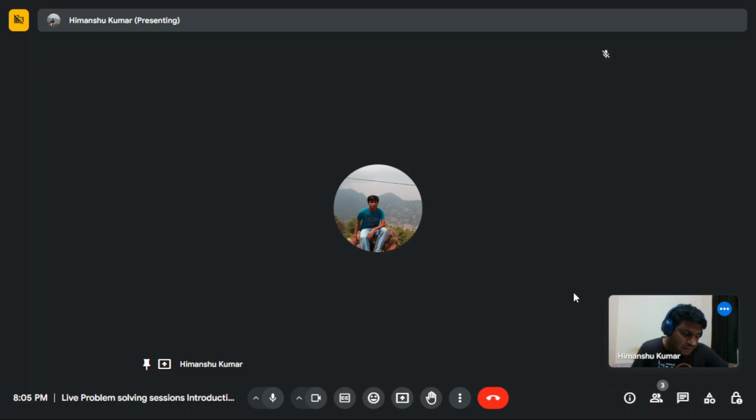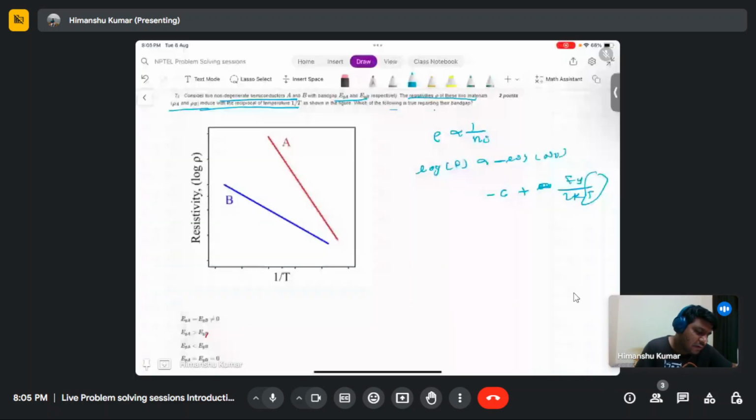The one with the higher slope, because this is the negative zone, with the higher slope you will get a larger band gap, and with the lower slope you will get the smaller band gap.